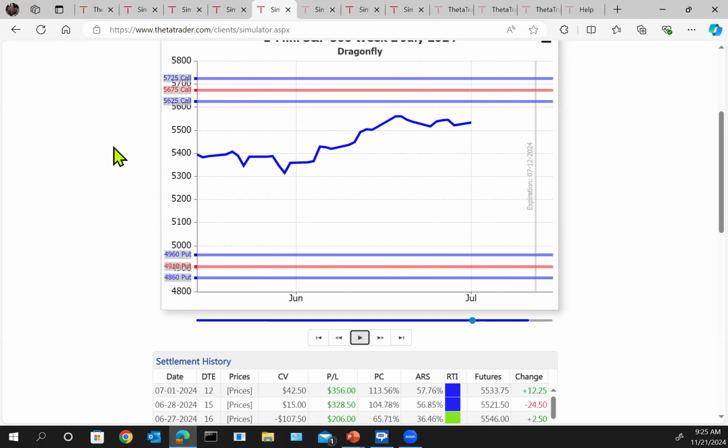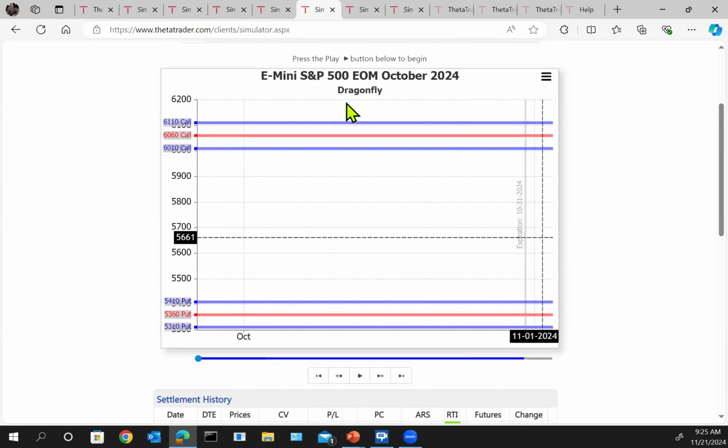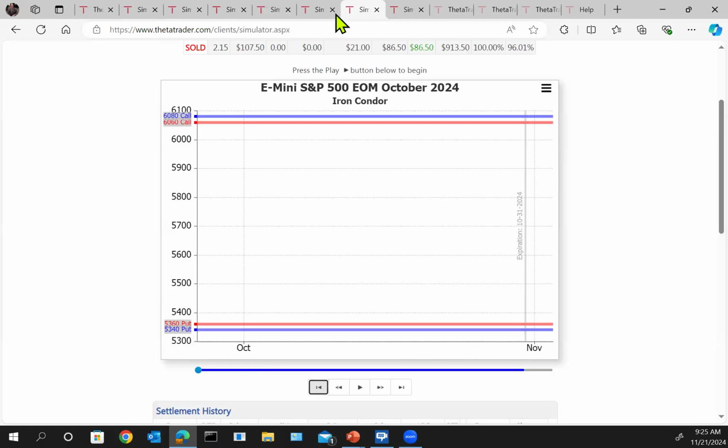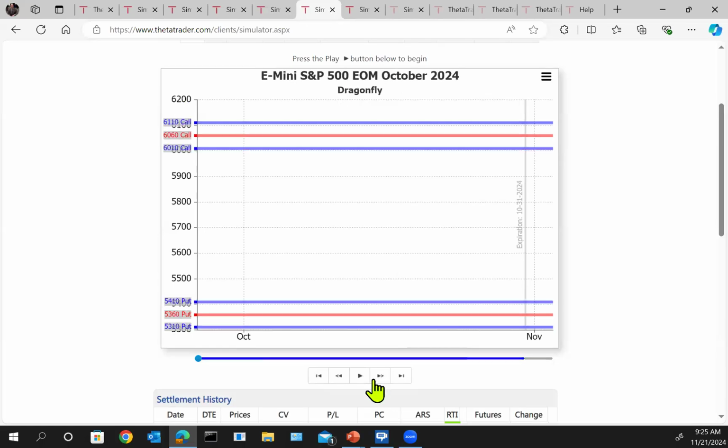So you can sometimes get out of a trade with a winner compared to a Condor that might have been a loser, or you can even get out of a trade earlier, and I think I have an example. So here's an end of month October Dragonfly compared to a Condor. So let's look at these two here.